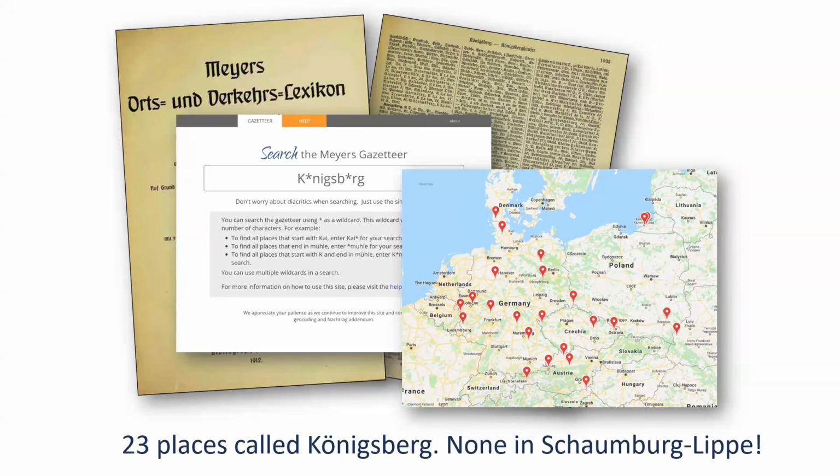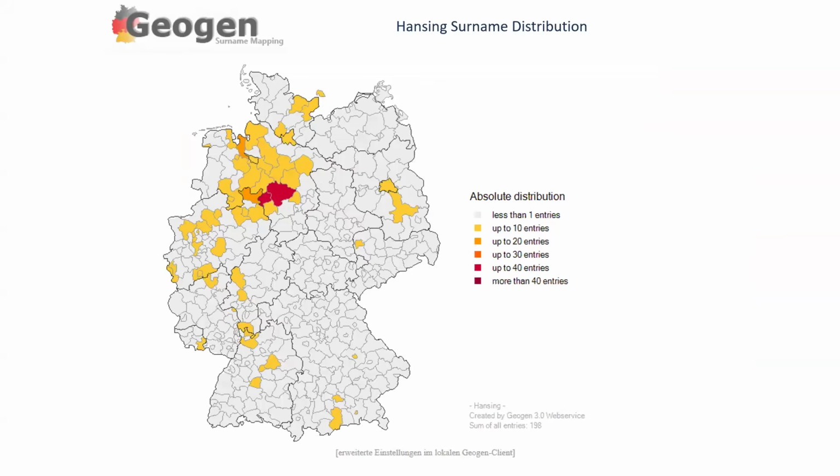Let's see. The nearest one is in the neighboring Kreis of Minden and Westfalen. But checking the parish registers there, he was not found. So that was not the right place. Using a surname distribution map from the surname mapping website Geogen, we see that the name Hansing is indeed found in Schaumburg-Lippe. It's the highest concentration of that surname.